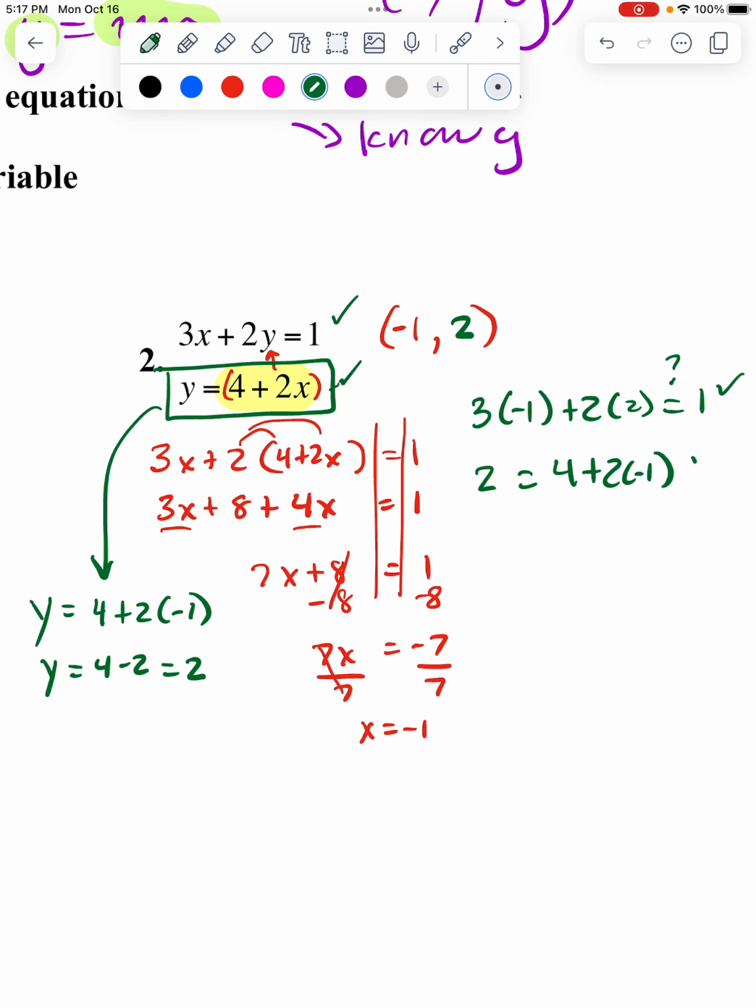Now, if you did go back and graph them, you would get the same answer. We're not doing something totally different. We are just doing a different method for finding those answers.